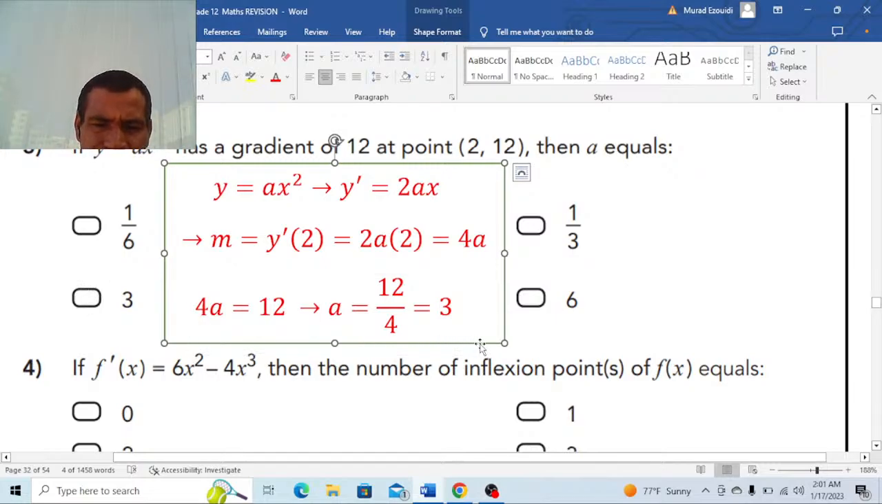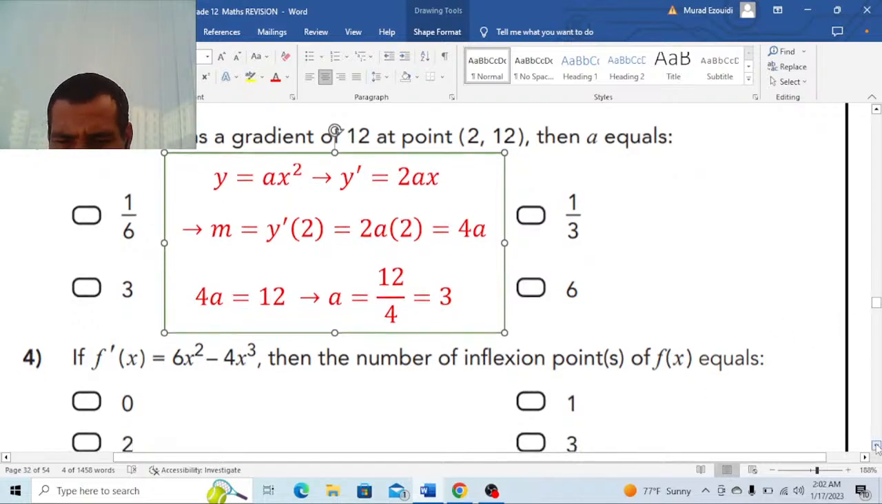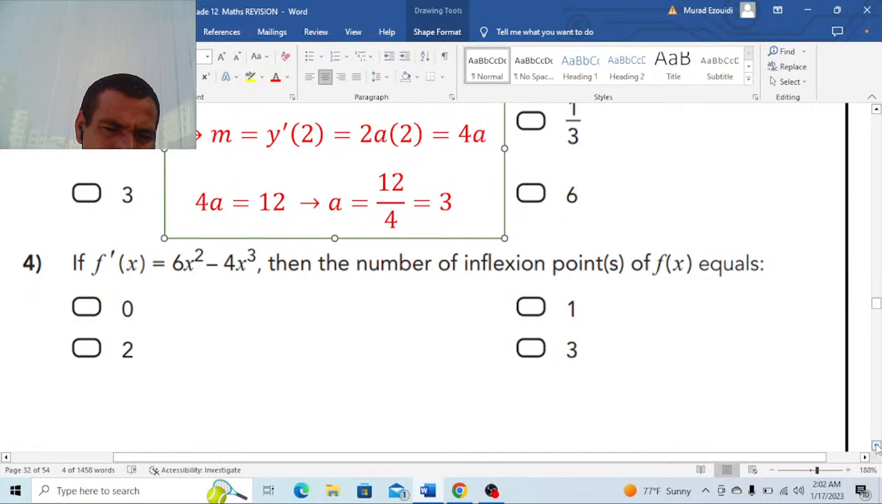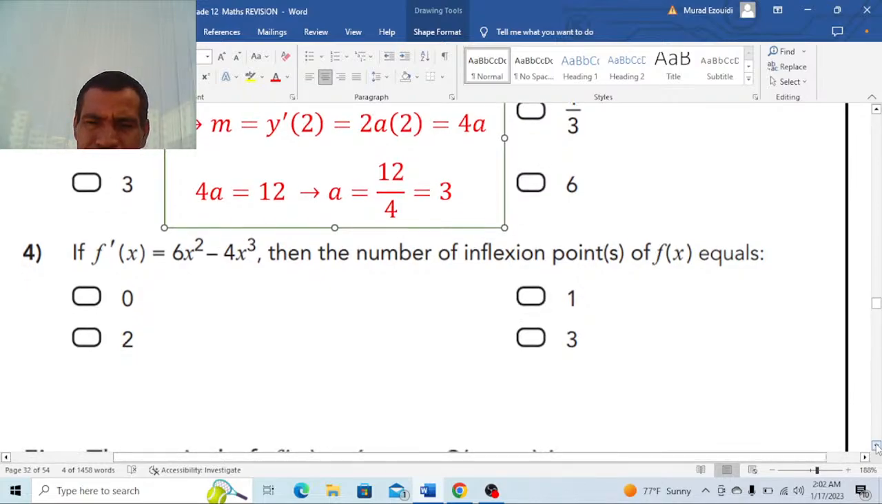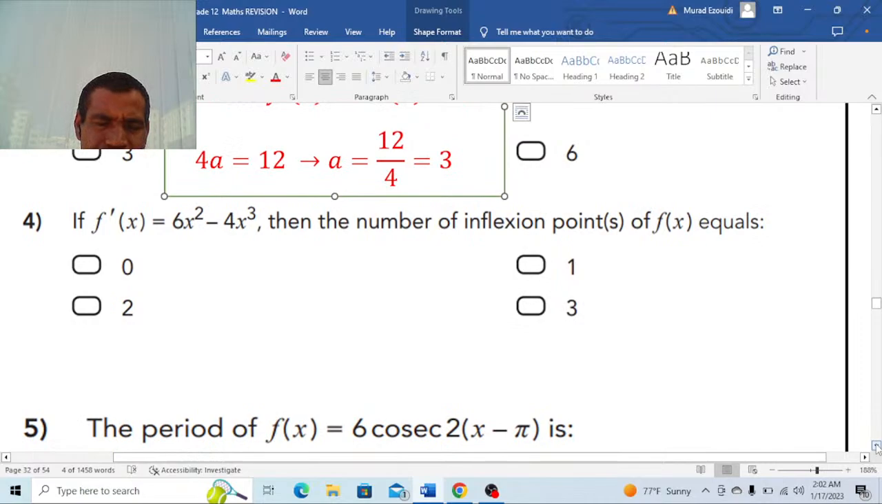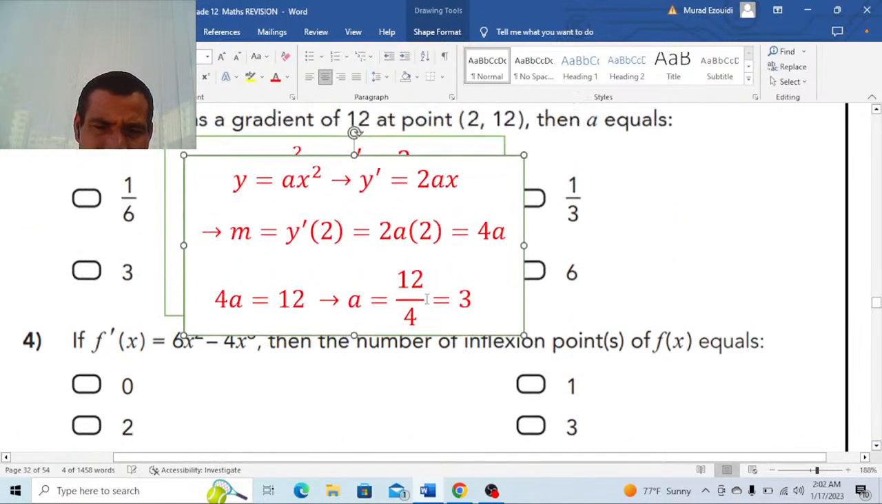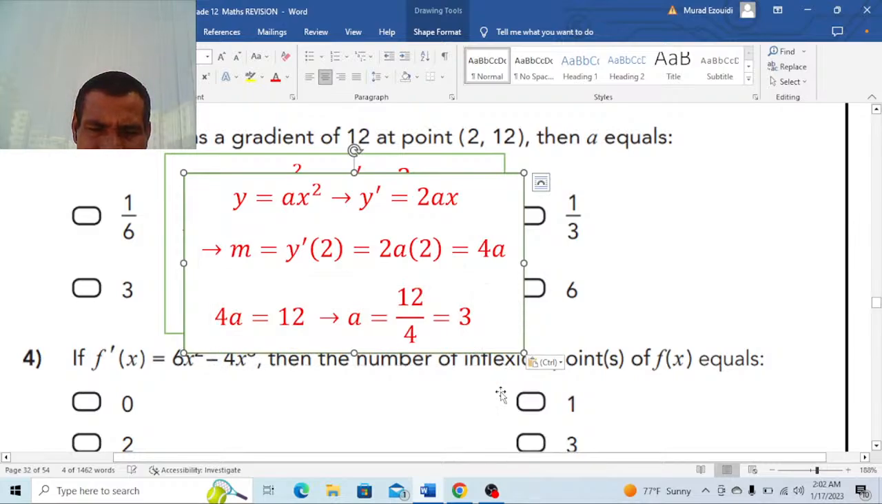For the next question, now if f dash of x equals 6x squared minus 4x cubed, then the number of inflection points is 3, or 0, or 2, or 1. Therefore, learners, I will start doing that.